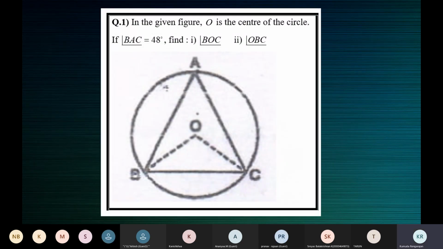So the theorems known to us: angle at the center is double the angle at the circumference. Angle in a semicircle is a right angle. Angles in the same segment of a circle are equal. Then the properties of a cyclic quadrilateral. Let's use all this knowledge to solve these numericals.